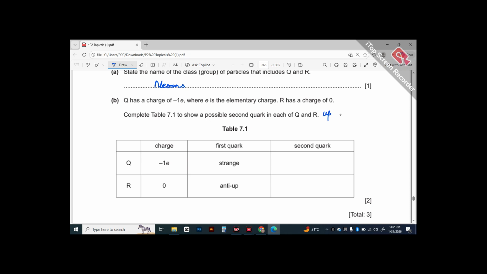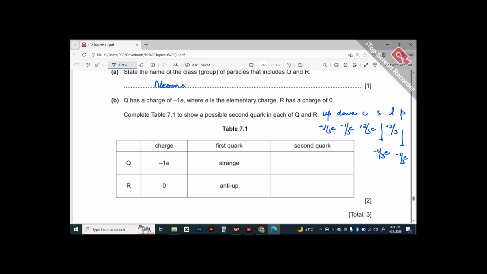We have up, down, charm, strange, top, and bottom. We had plus 2 by 3e for up, charm, and top, and we had minus 1 by 3e for down, strange, and bottom, right? And the anti-quarks have exactly the opposite charge, right?